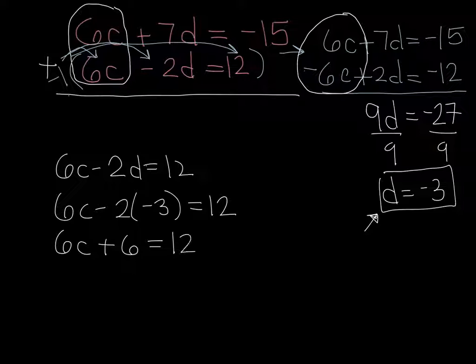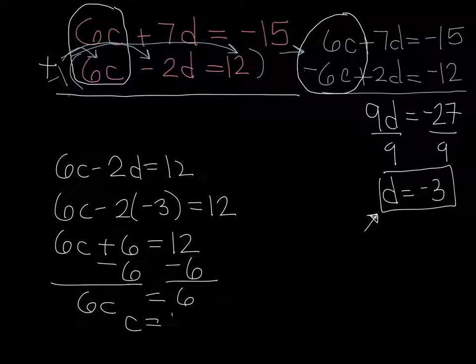Now remember, our goal is to get c by itself. So I'm going to subtract 6 from both sides. Notice how I'm showing the work, spacing it out, right, Nick? Not squishing. Equals 6. So c would equal 1. So my solution would be 1, negative 3.